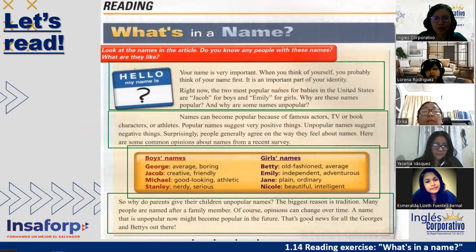Vaya, aquí le voy a compartir el archivo, permítanme. Pero necesitaba contestar primero. Qué pena, ¿verdad? Ahí se los comparto.